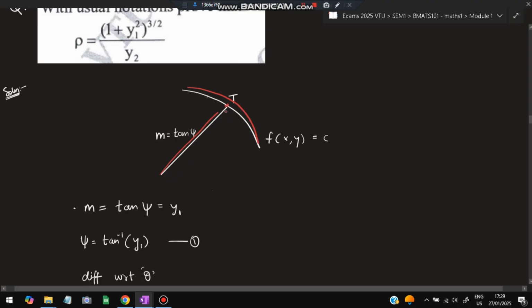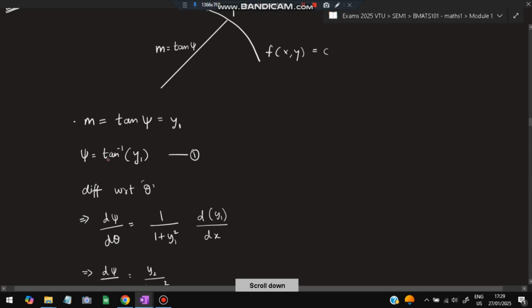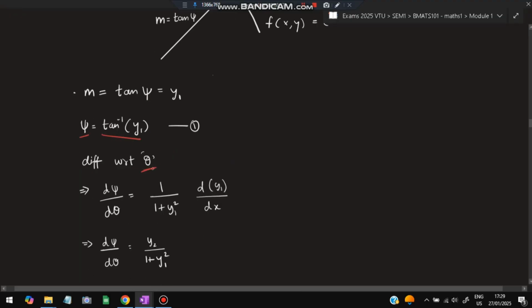And this point is the tangent, and m is the slope which is tan psi, and f of x, y is equal to c. After that m is equal to tan psi is equal to y1. y1 is nothing but dy by dx. What is slope? Slope is dy by dx, the rate of change of y with respect to x, right? So dy by dx can be denoted as y1 here. Now if you take psi here and take tan to the other side, we get psi is equal to tan inverse of y1.